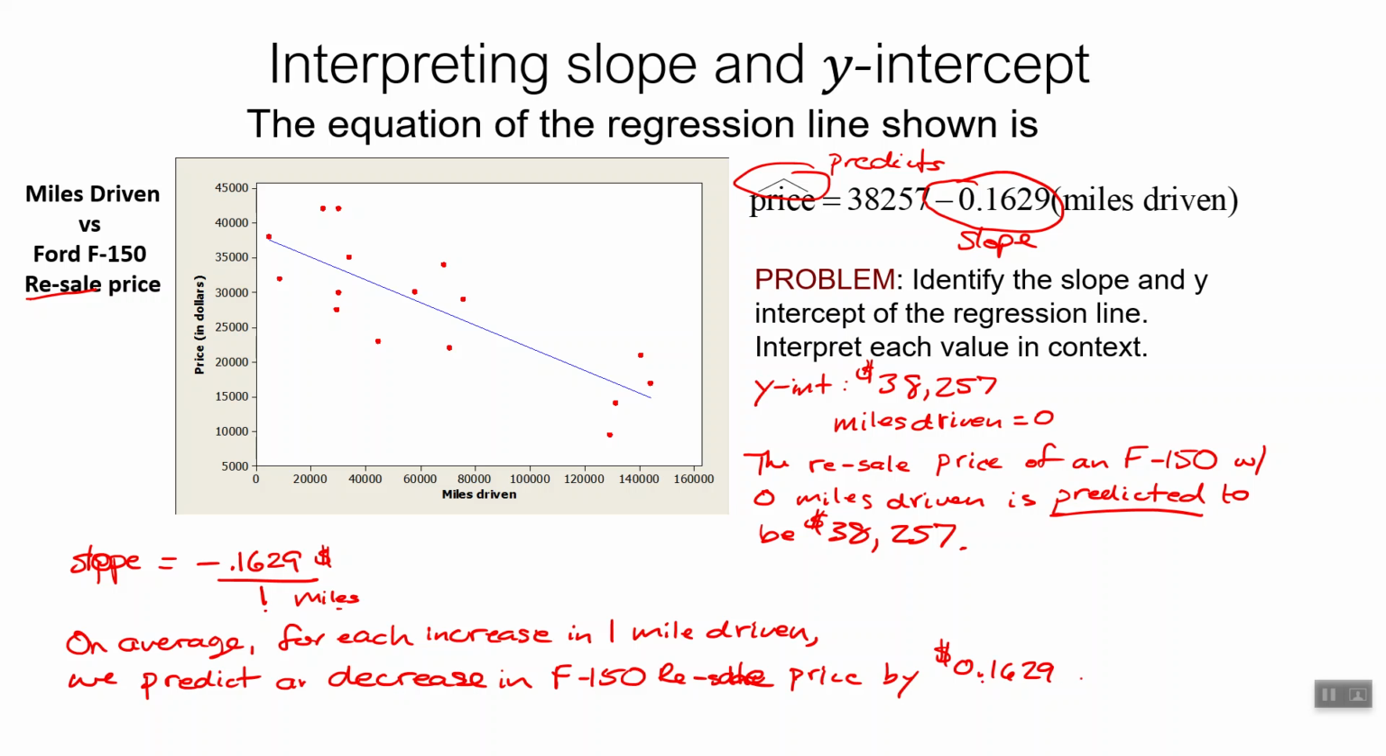0.1629. If you just said 16 cents, that'd be fine too. So on average, for each increase of 1 mile driven, we predict a decrease in F-150 resale price by 16 cents. There's our interpretation of slope.